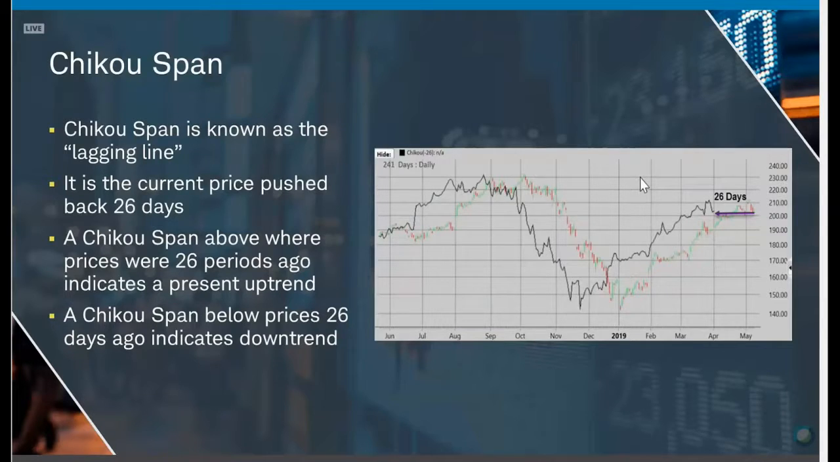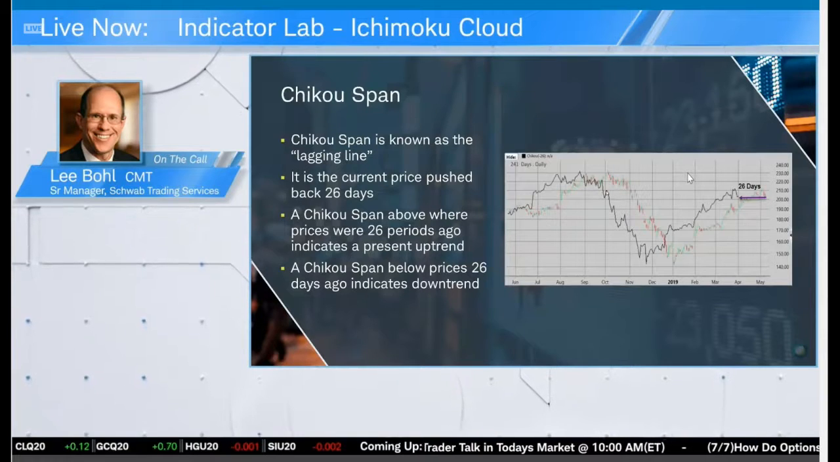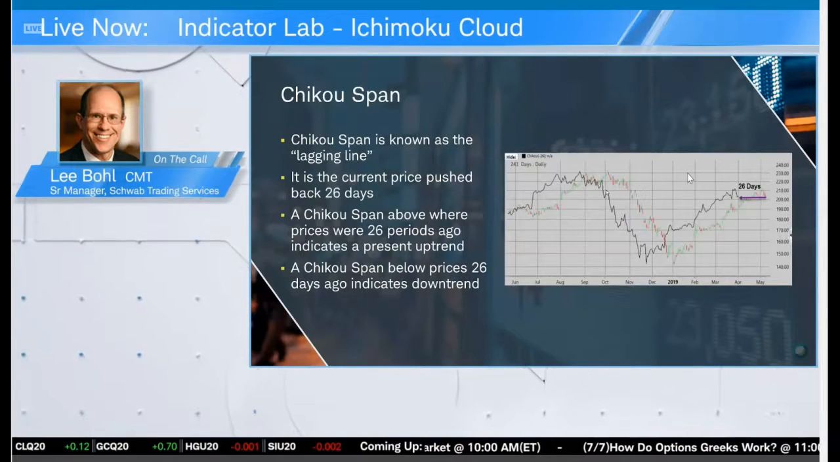So what is it? It is the current price pushed back 26 days. That's why it's called the lagging line, because you push it back. So if Chikou is above the current price, that just means we're in an uptrend, right? Because the current price is higher than it was 26 days ago. Similarly, if it is below price, that means price now is below where it was 26 days ago. It's a downtrend.